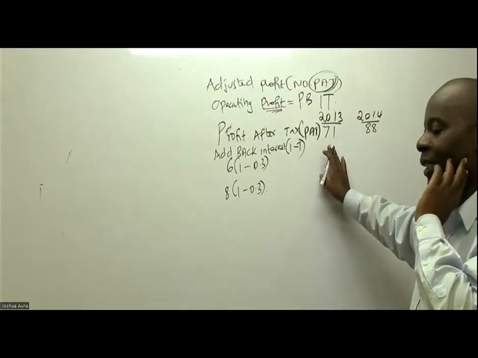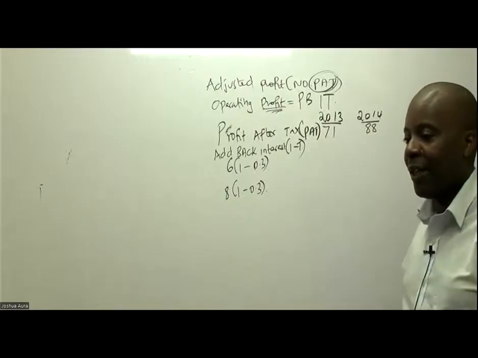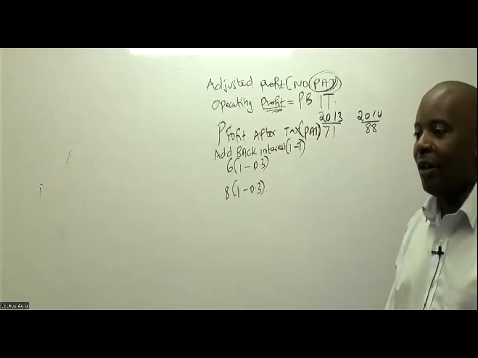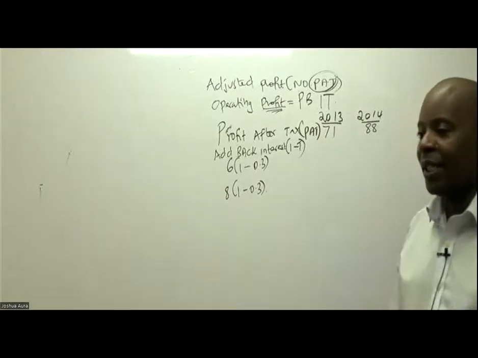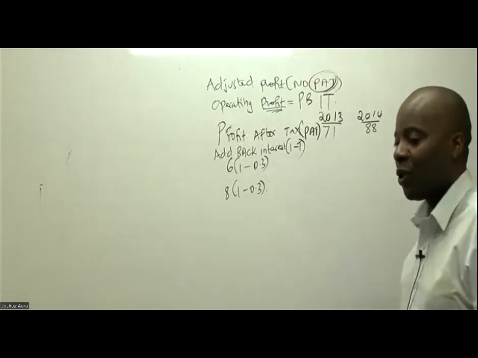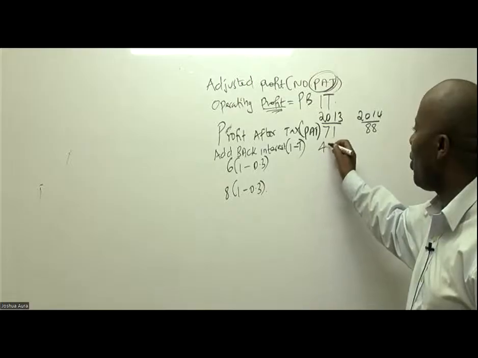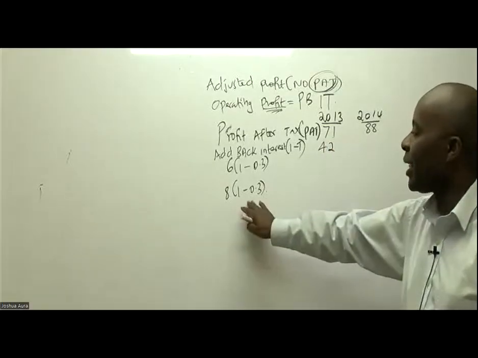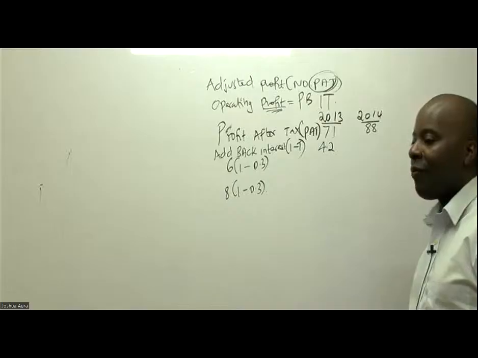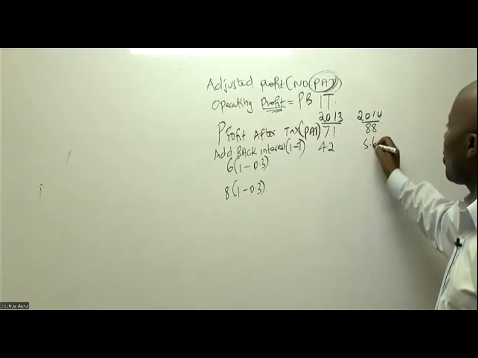So 2013, what do we have? Somebody talk to me. 4.2. So this is 4.2, and then 2014 is 8 times 0.7, which is 5.6. Thank you so much.